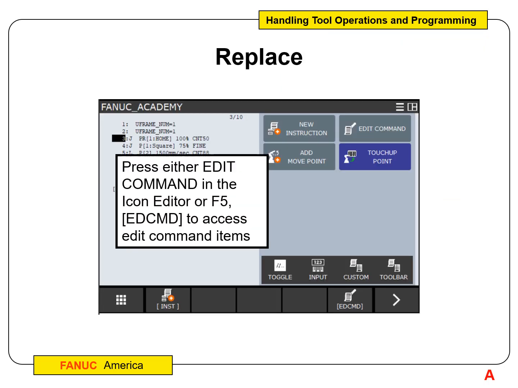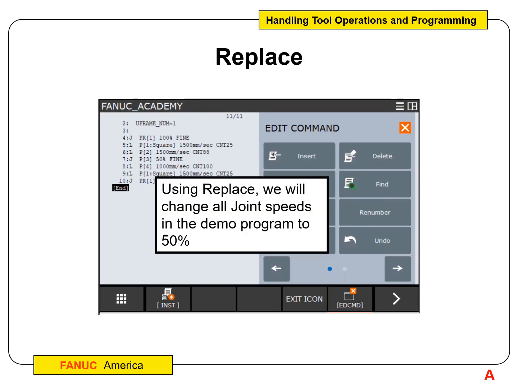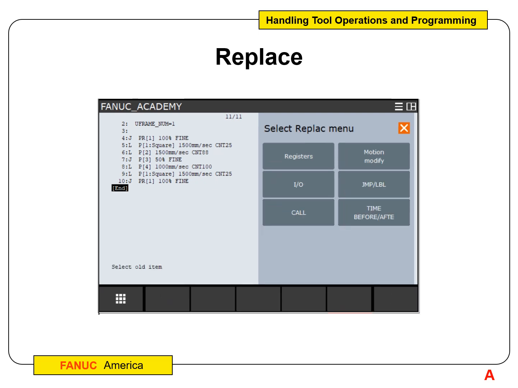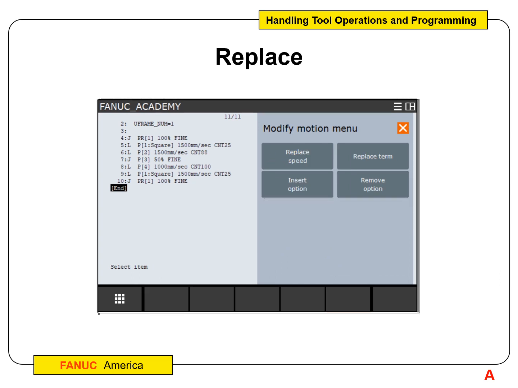So edit command, replace, and say I'm going to replace the joint speeds with 50%. I see joint speeds here of 100%, 50%, 100%. I want to make them all be 50. So replace, select motion, modify, replace speed.